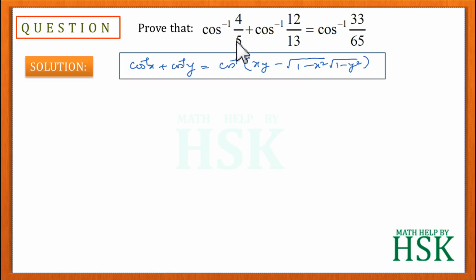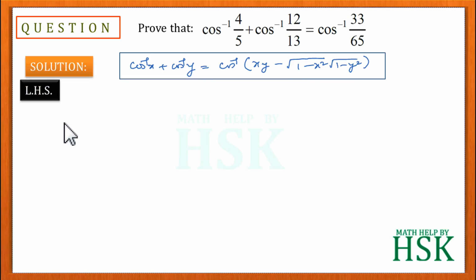Next thing which you should know is that you can solve this question by many methods, and one possible method could be that you convert both these cos inverse values into tan inverse, add them and reconvert them into cos inverse. So this method is also applicable, but I'm going to solve this question by applying this formula.